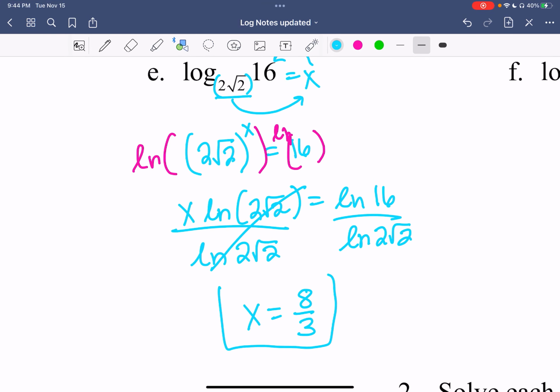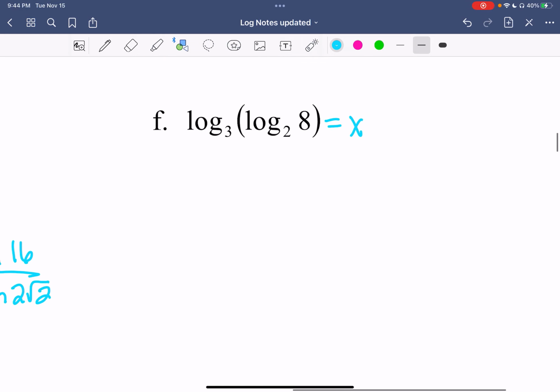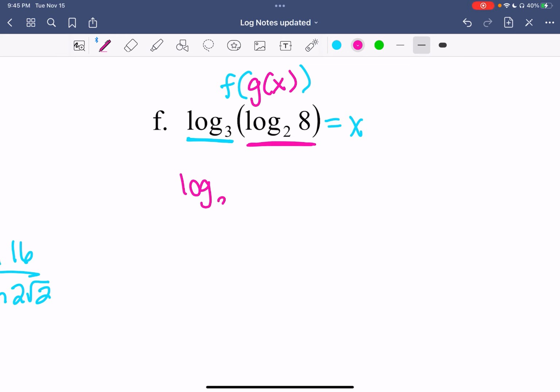Okay, and then the last one. So this one is kind of like composition. Let's say I do the outside one in baby blue, and then the inside one I'll do in pink. Okay, so if you remember, composition is where you have f of g of x, and you start with the inside. So we're going to start with g of x, which is log base 2 of 8, set that equal to x.